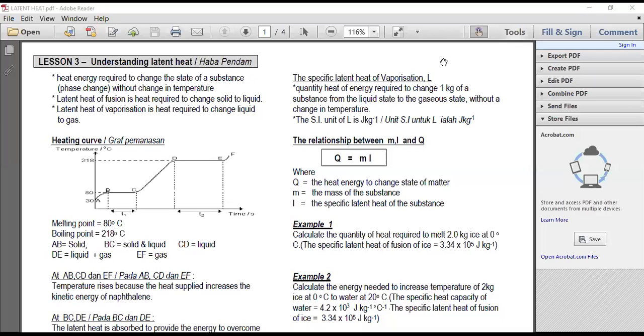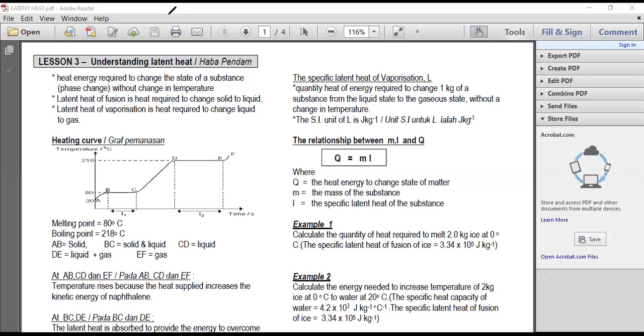Okay, so today we look at the subtopic of heat, which will be latent heat. Now, what is latent heat? Latent heat is basically the heat needed to change the state of a substance. That means the state of matter, without a change in temperature. So it is the heat needed to change the state of matter, or phase change, without a change in temperature.